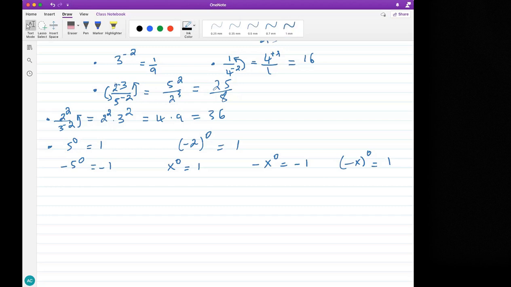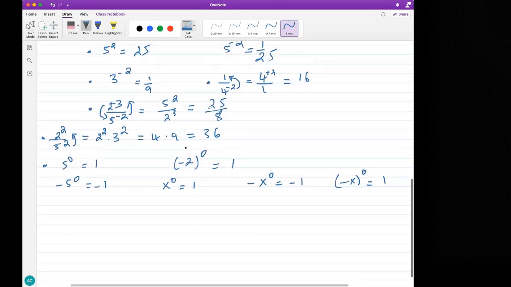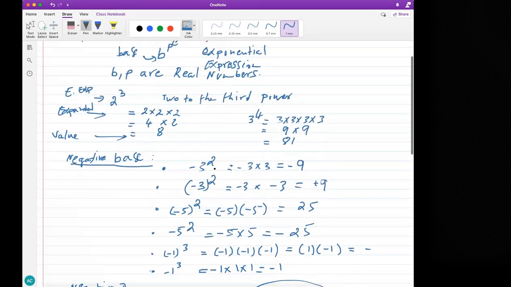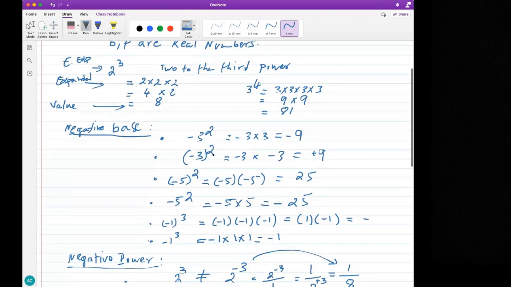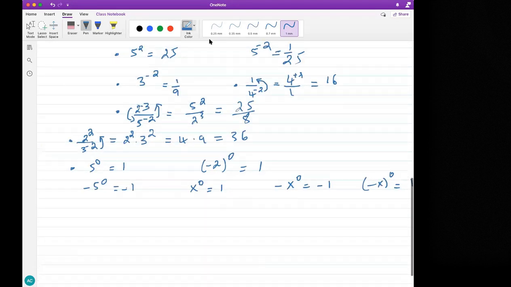All right, so like I said, negative 5 to the power 0 is, the negative stays here, 5 to the power 0 is 1. x to the power 0 is 1. Then here we have a negative that stays, and x to the power 0 is 1. For the last one, we have parentheses, and whatever is inside the parentheses, when raised to the power 0, is 1. So those are some of the trickiest things about powers: the negative bases, the powers, and zeros.